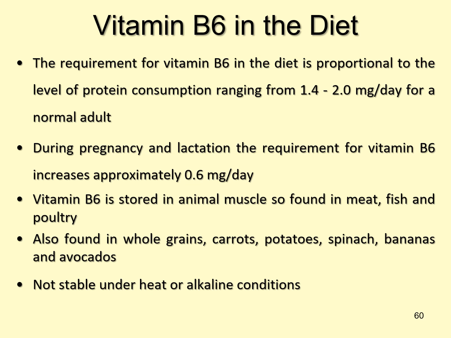This vitamin B6 is stored in animal muscle, so it is found in meat, fish, and poultry. Poultry is also a source of this vitamin B6. It is also found in whole grains, carrots, potato, spinach, and banana, as well as avocado, which is a main source of vitamin B6. It is not stable under heat as well as alkaline condition. This vitamin is also highly heat sensitive, and it is not resistant to a basic condition or basic environment.